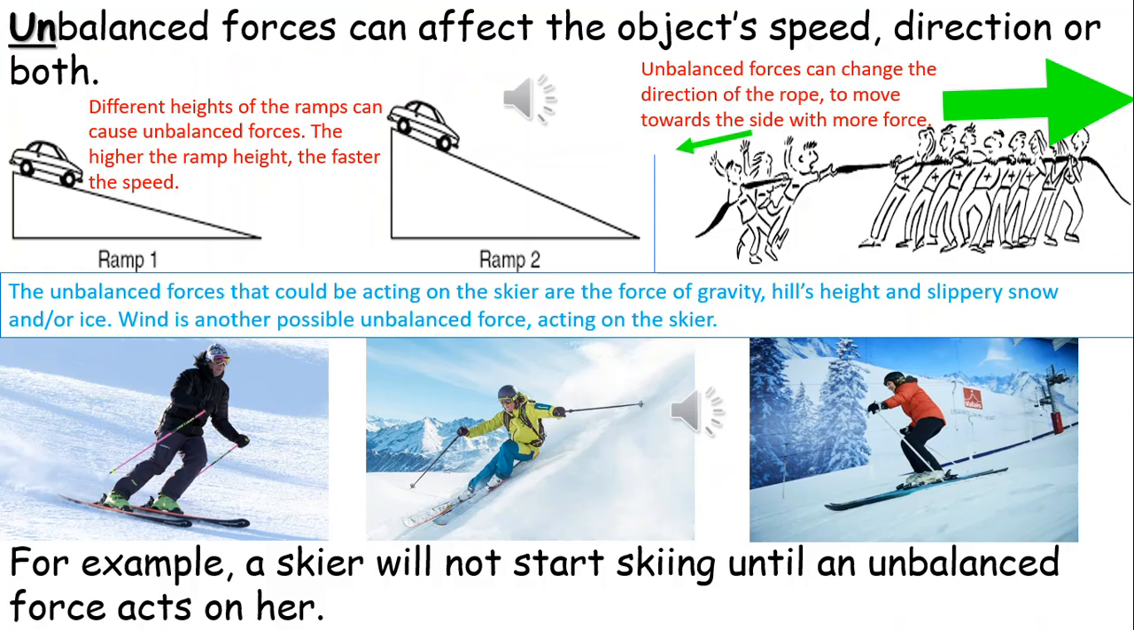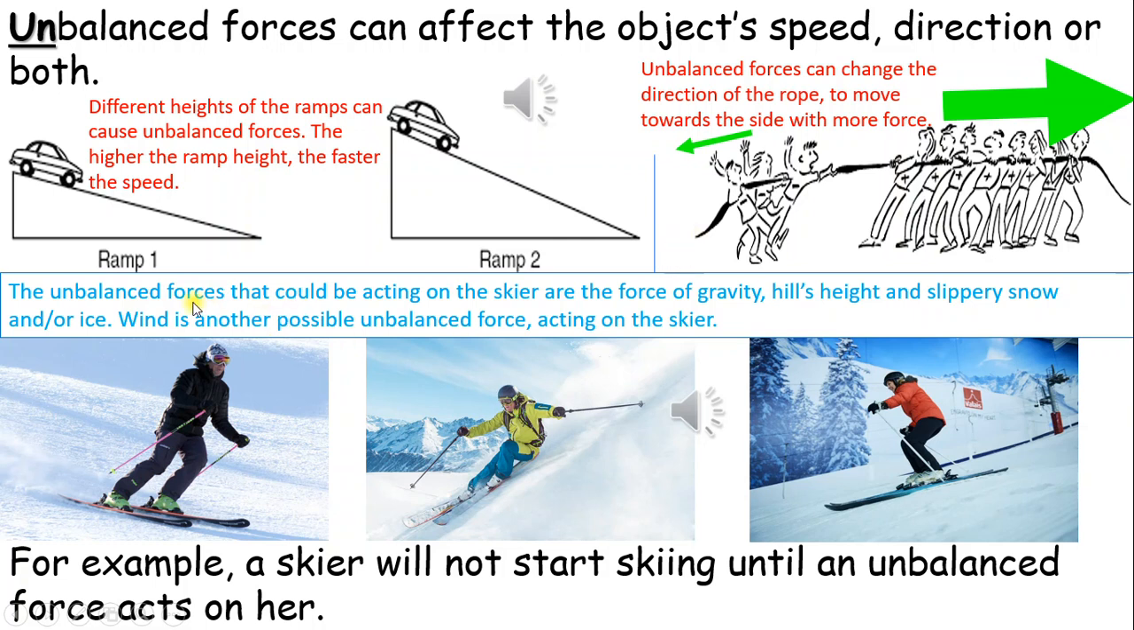Unbalanced forces can affect the object's speed, direction, or both. For example, different ramp heights can cause unbalanced forces. The higher the ramp, the faster the speed. Unbalanced forces can change the direction of the rope to move towards the side with more force.